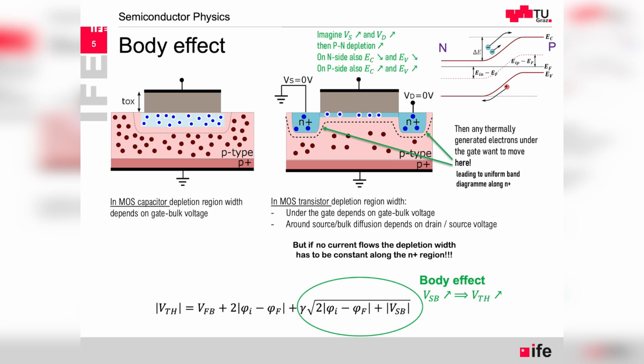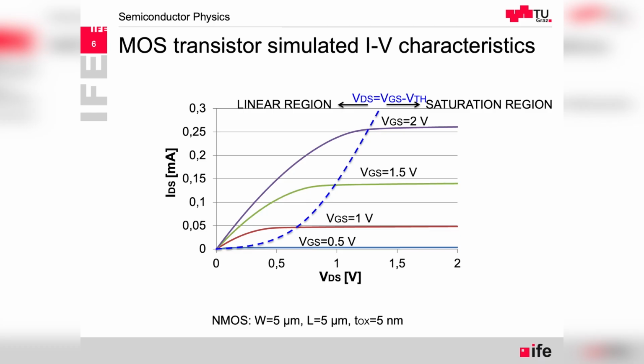And until that happens, we have to keep increasing the gate voltage to create more electrons, because until then the electrons will be going away to the source and the drain side. Effectively, that's equivalent to saying that we have to increase the threshold. We have to see it as increased threshold voltage in order to achieve the same condition.